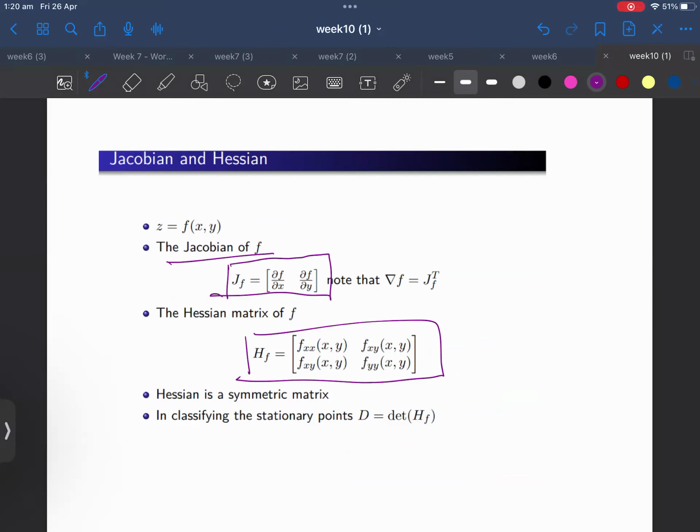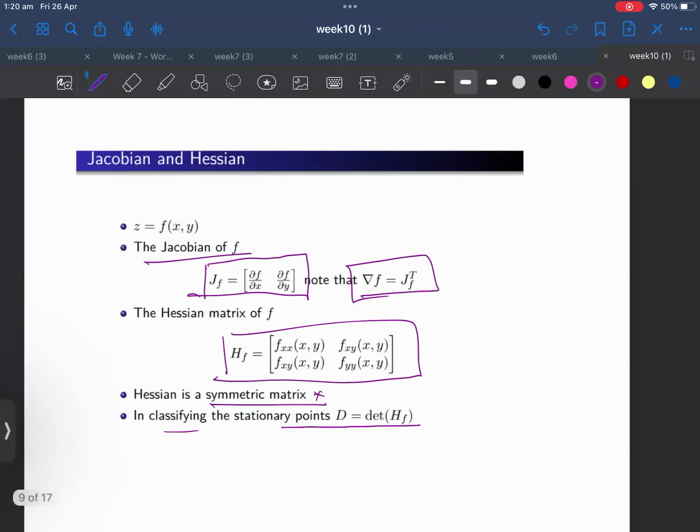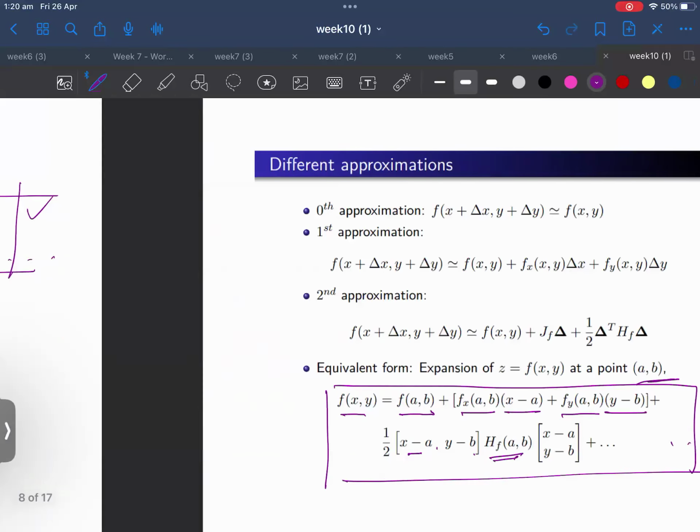the partial differentiation, so ∂f/∂x and ∂f/∂y. So note that ∇f equals J power t of f. The Hessian is a symmetric matrix, remember that. And to classify the stationary points, D equals the determinant of the Hessian matrix.